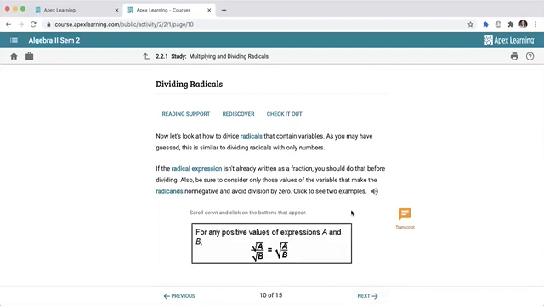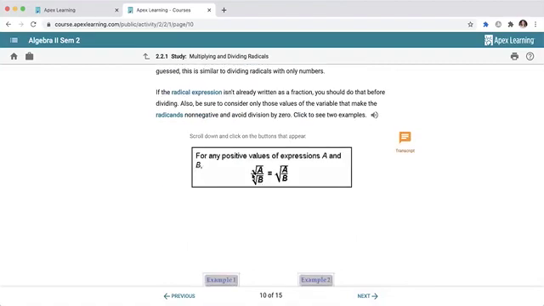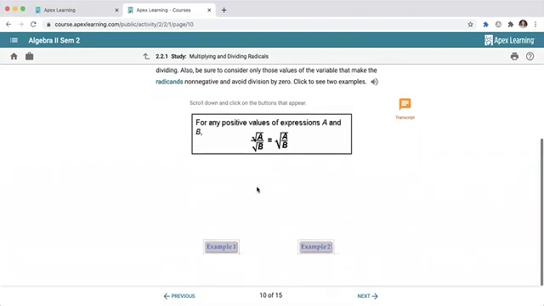And then, as you can imagine, the same concept is going to work for dividing radicals. If I've got the square root of a over the square root of b, they're going to just combine to the square root of a over b, for any positive values. That's the key here. It's got to be positive values for both a and b. We can't have something that's going to make the denominator 0, because that makes our expression undefined.